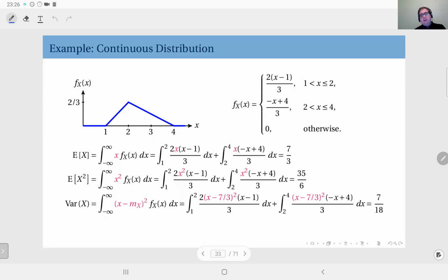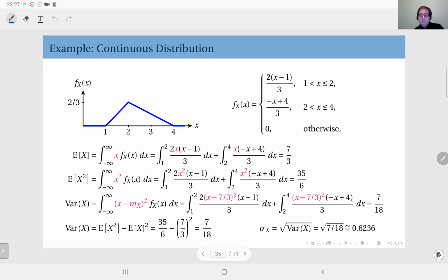To compute the variance, again, I'm going to show you both ways. First, just use the definition. The outcome x minus the mean squared, weighted by the PDF, and integrate over the entire line. Again, from 1 to 2 and 2 to 4, just plug in the PDF values given here. Take the integral, you get 7 over 18. Alternatively, what you do is second moment minus square of the mean, you get the same value as expected. And finally, of course, you take the square root of this to obtain the standard deviation.